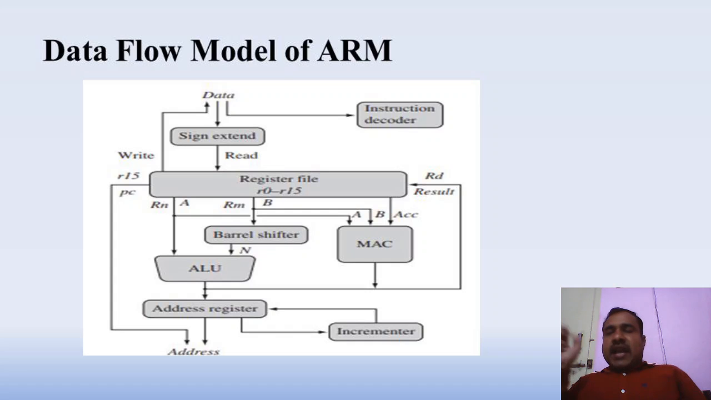The address register and incrementer together calculate the next address in case of sequential memory access. Say we are accessing an array, so every time the pointer has to point to the next data location, and the address is held by the address register, and incrementation is taken care of by the incrementer block.